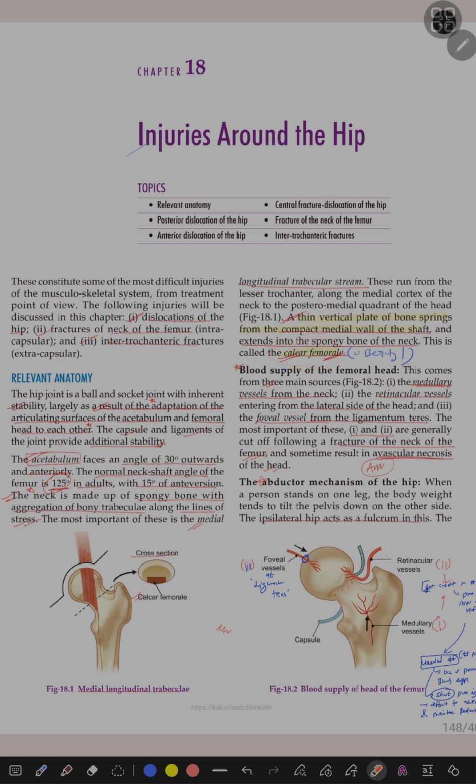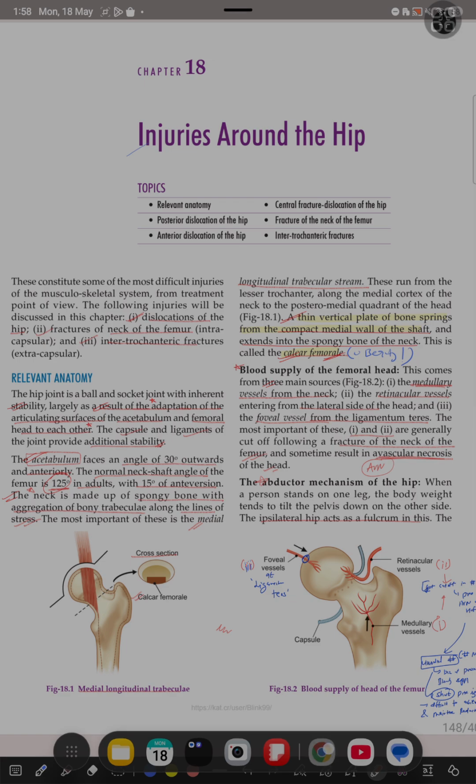They say it is a thin vertical plate of bone springing from the compact medial wall of the shaft and extending into the spongy bone of the neck. This is known as the Calcar Femorale. They mention it in just one to two lines, that's why I went to dig deeper to know what it is.